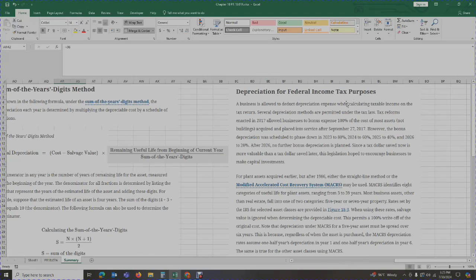Depreciation for federal income tax purposes. A business is allowed to deduct depreciation expense when calculating taxable income on the tax return. Several depreciation methods are allowed under the tax law. Tax reforms enacted in 2017 allowed businesses to bonus expense 100% of the cost of most assets, not including buildings, acquired and placed into service after September 27, 2017. That bonus is expected to fall off, as you can see. After 2026, no further bonus depreciation is planned.